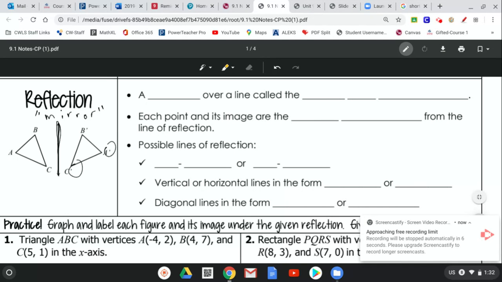So we'll start with reflection. It looks like this video is going to end, so we'll start with reflection here in the next video.